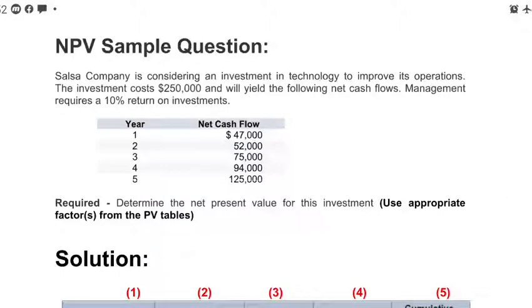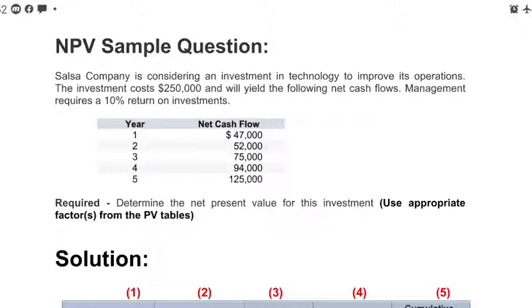This is a video about how to do the net present value method. The net present value method is one method that you can use to do capital budgeting. So let's see, this is a sample question.